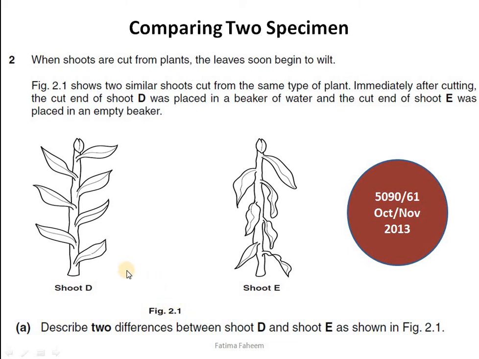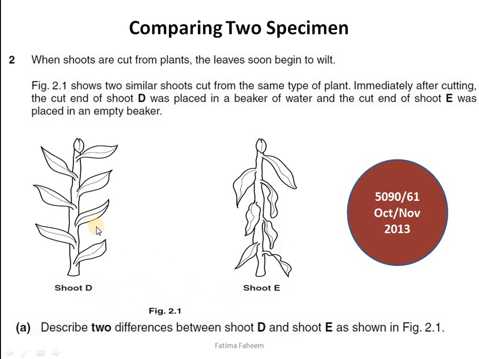So what we can tell is the condition and the stages that we see, the condition and the shape of the shoot that we see here. If you see here, this shoot D is not wilted and the direction of the leaves is upward. On the other hand, the shoot E is wilted and the direction of the leaves is drooping, or you can say they are downward. So here we can make two differences.